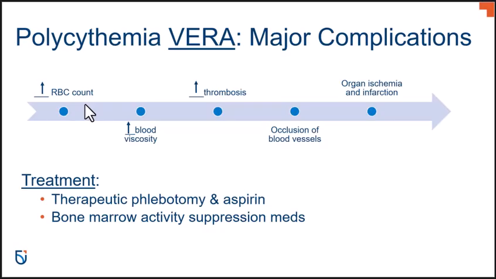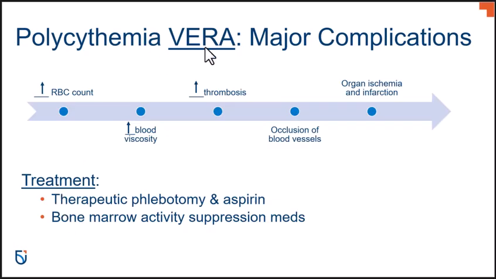When we have an increase in the amount of red blood cells, it makes our blood thicker. Thicker blood will move slower through the body and is more likely to develop clots, a state of thrombosis. Clots can cause occlusion or blocking of blood vessels, which can lead to, depending on the state of the clot, ischemia, as well as infarction.